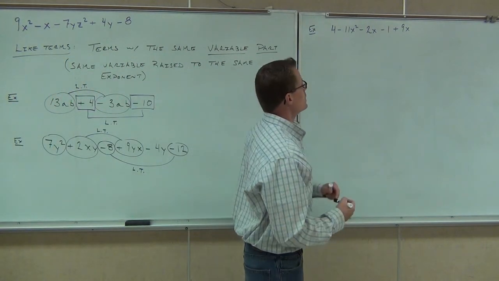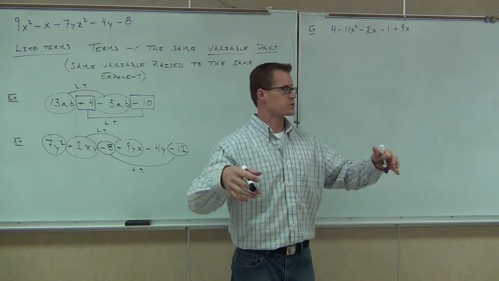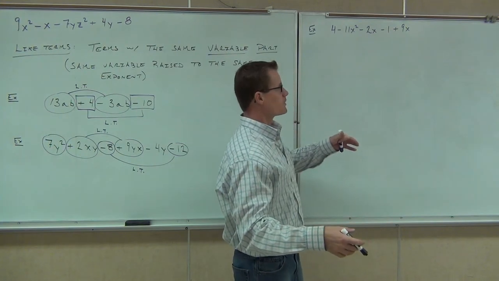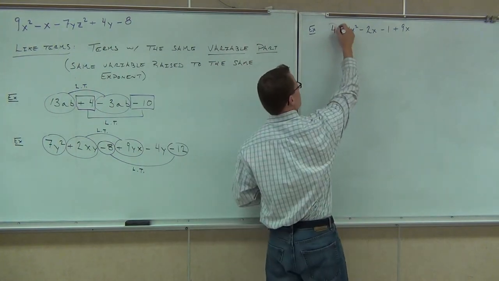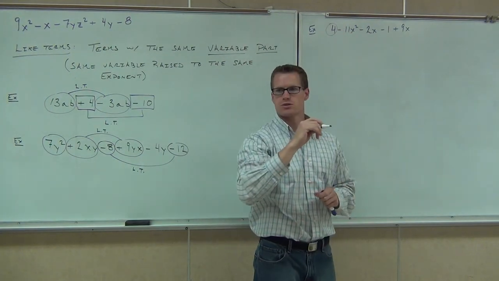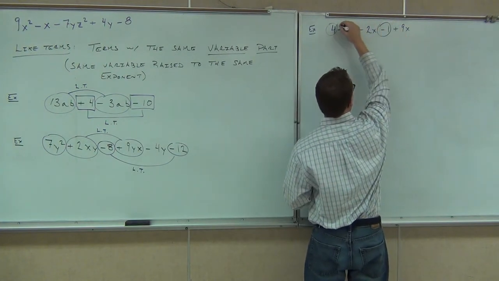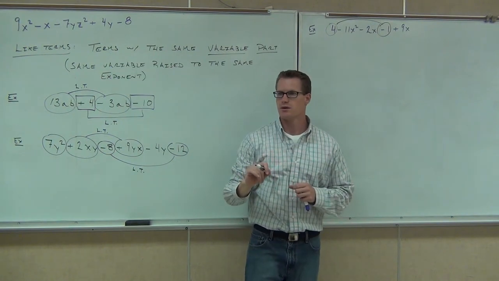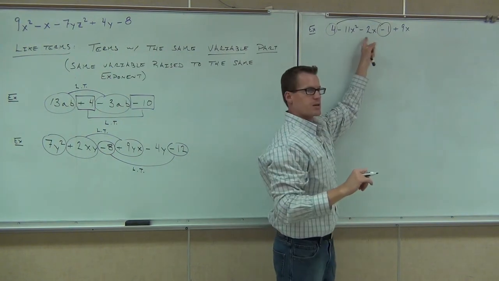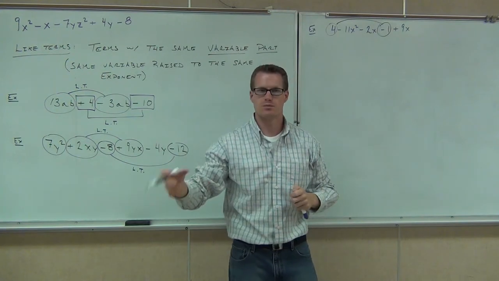Let's talk about this. How many terms do we have in total? Five. Five terms. We've got a couple constant terms. Hopefully you found that the 4 and what other constant term are like terms? Negative 1. Good, those are like terms. Those go together. How about anything with the x squared? Do we have any like terms with the x squared? No. These x's are not the same thing as x squared. Those are not like terms. We're going to find out in just a second that we are not able to combine those.